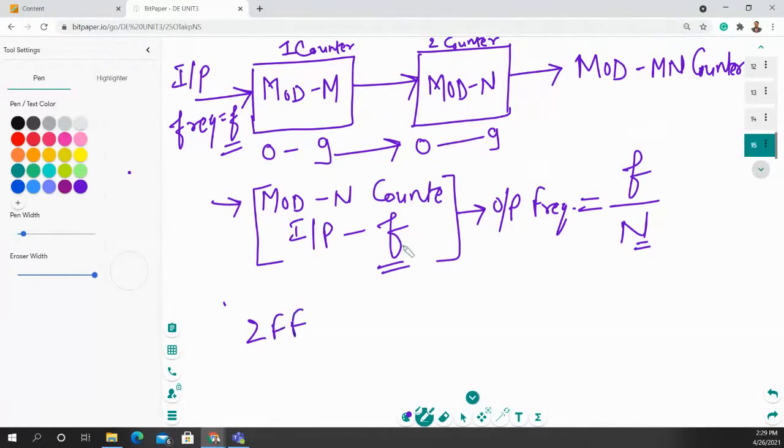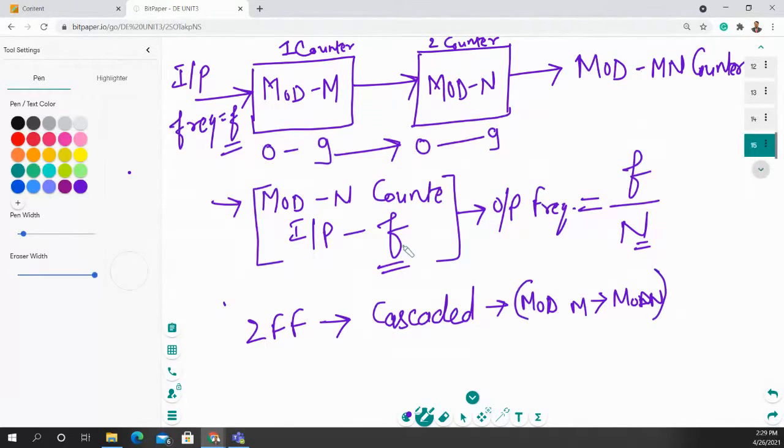Two flip-flops, and they are cascaded. The first flip-flop is mod M, and the second flip-flop is mod N. These two are cascaded. Then how many possible states are there? M cross N possible states are there.